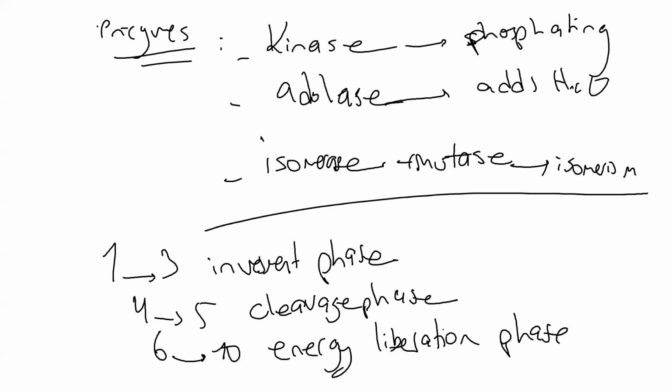Investment phase is when we invest 2 ATPs in order to make these two pyruvates at the end. The cleavage phase is the phase where the two G3Ps are produced, and the energy liberation phase is when we produce already these ATPs.